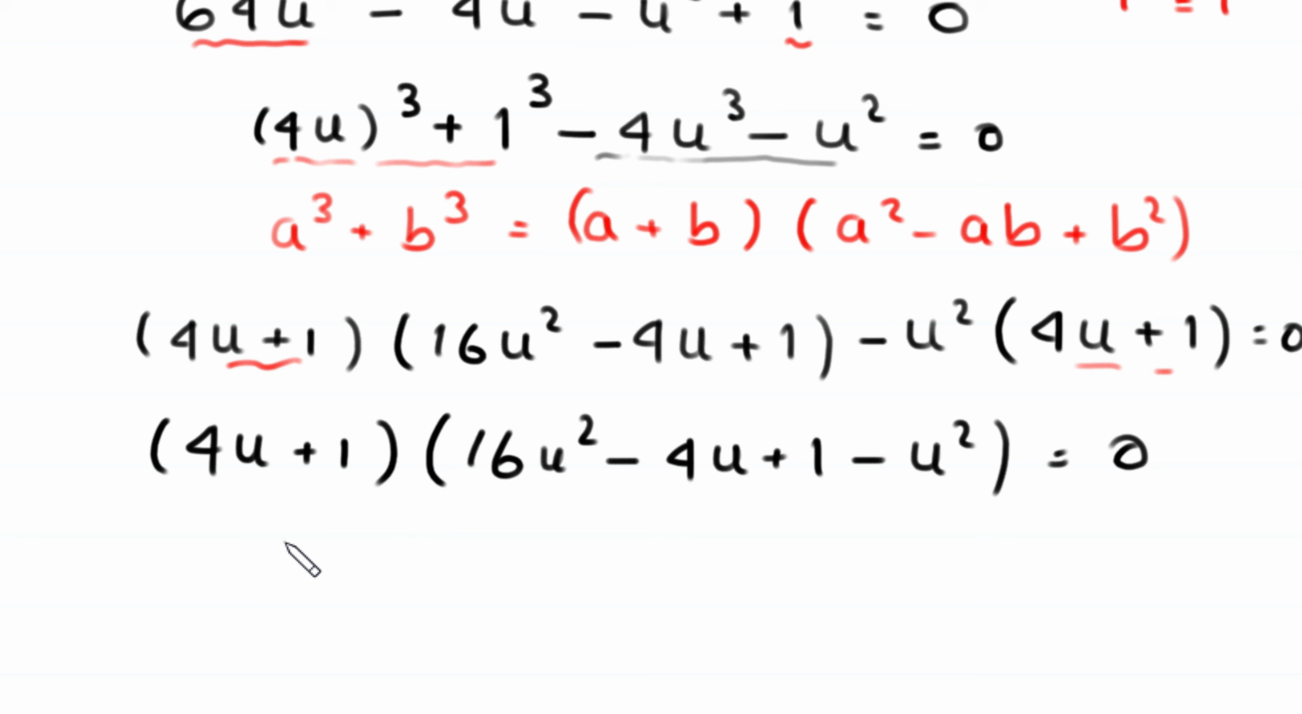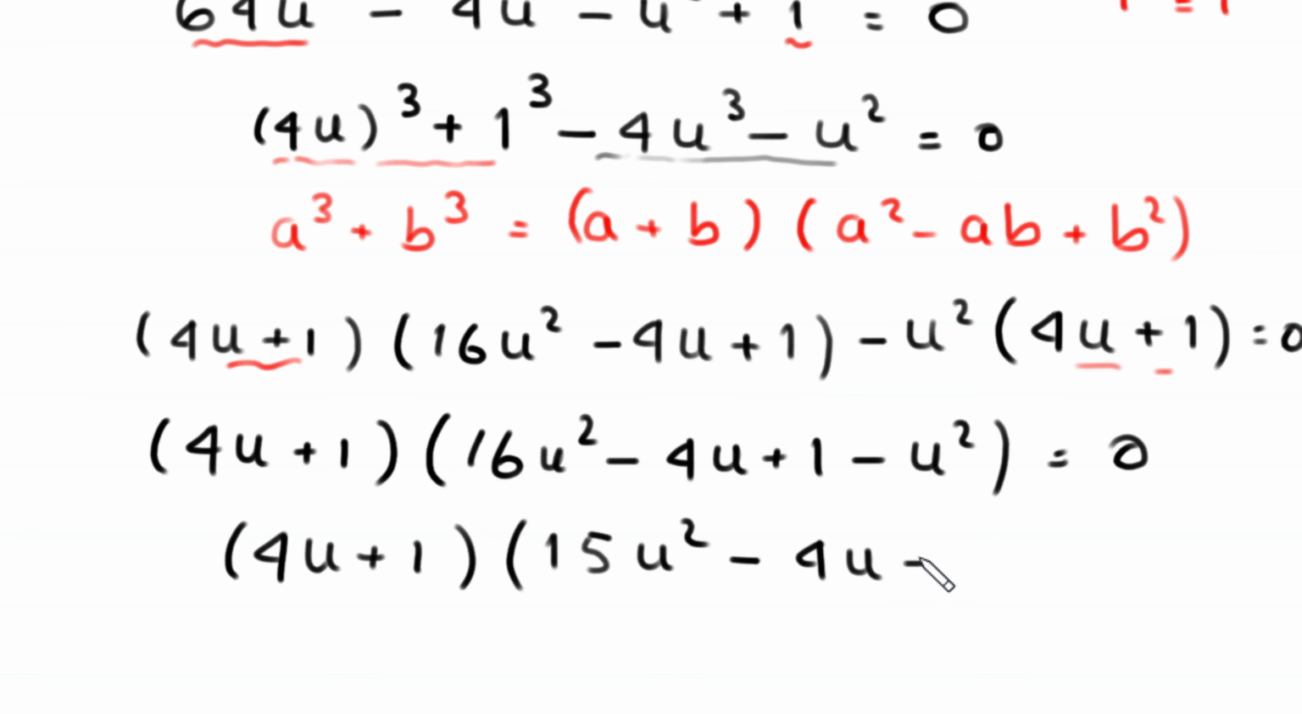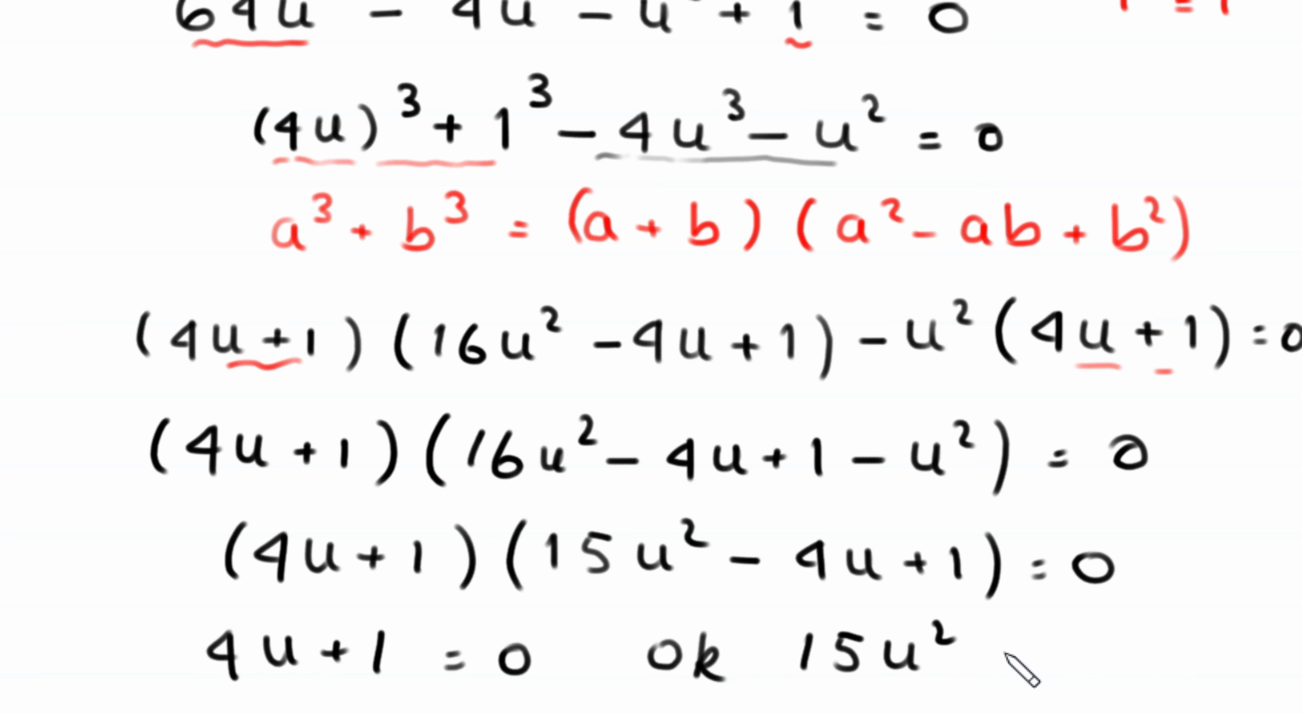Further simplify, this will become (4u plus 1) times (16u squared minus 1u squared will become 15u squared minus 4u plus 1) equal to 0. Either this expression 4u plus 1 equal to 0, or this second factor 15u squared minus 4u plus 1 equal to 0.